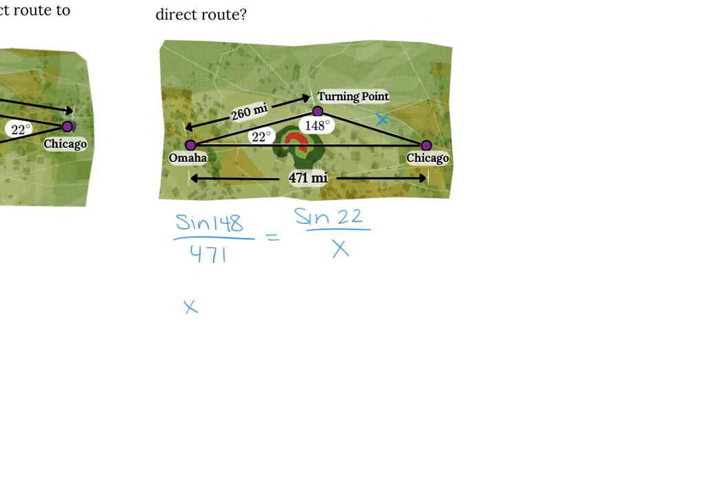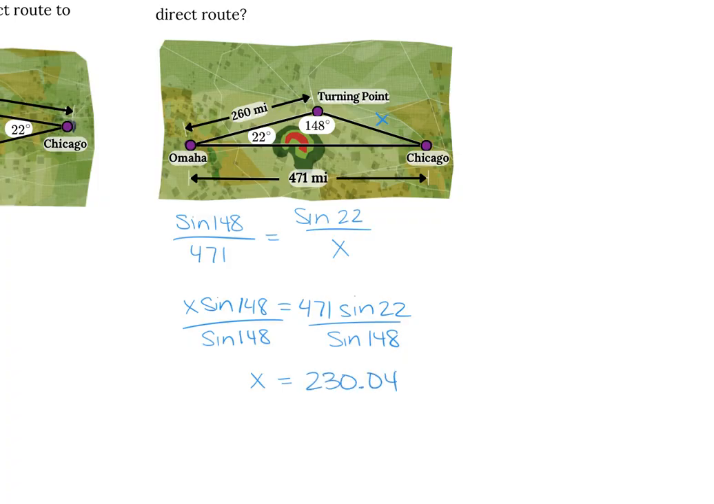Cross multiply. Divide by sine 148. So x would end up equaling 230.04 miles.